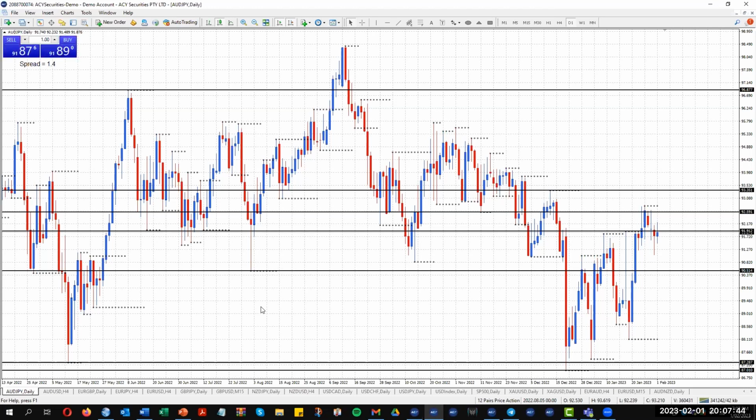And it's one of the best patterns because it does offer you exceptional risk to reward. Okay, so with that being said, let's get into it.